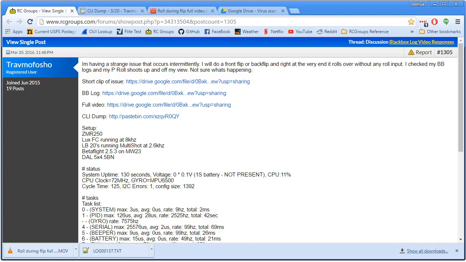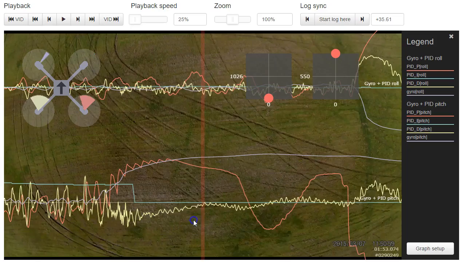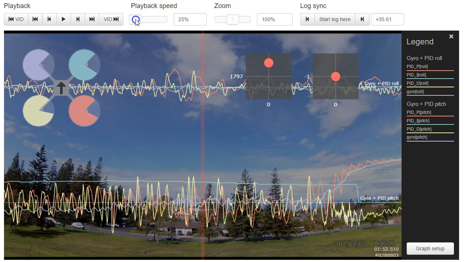I got a submission here, and the issue that is happening is that on a front flip or back flip, at the very end, the copter will roll over, even though there's not any roll input being given. So let's take a look at that. Here is an example of the issue happening. I'm going to play it back for you at 30% speed, just so you can see it happen.